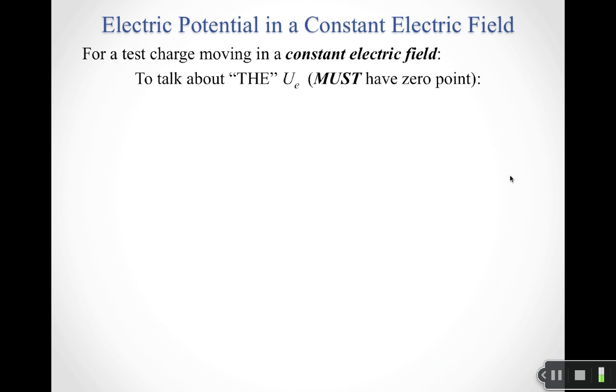Again, if we want to talk about the potential energy, what that really means is the potential energy relative to where the potential energy equals zero. So when we're saying the potential energy, that's really always relative to our choice of a zero point. And so in a constant electric field, we get to pick where we want the electric potential energy to be 0.